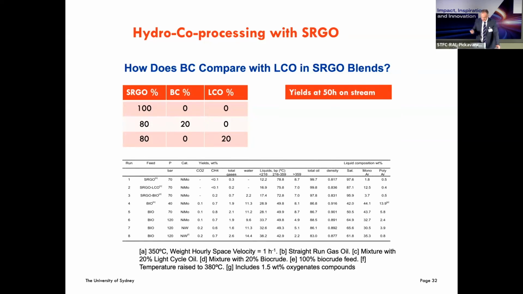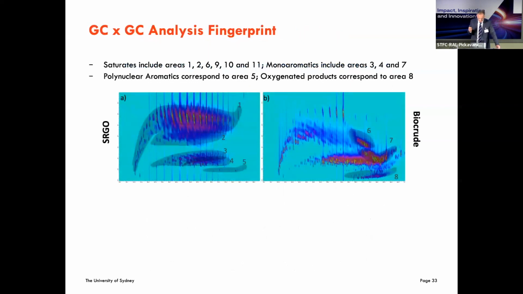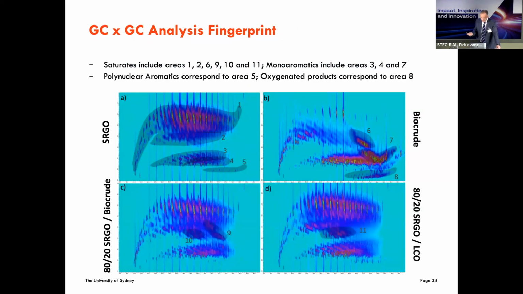So these are the numbers after 50 hours on stream. I don't expect you to look at the table in depth, but just look at the fingerprint. So straight run gas oil in a GC analysis, what it allows us to do is we can look at saturates, we can look at monoaromatics, etc., and compare the different types of groups in these materials. So you can see biocrude is very different. So will this work? Doubtful.